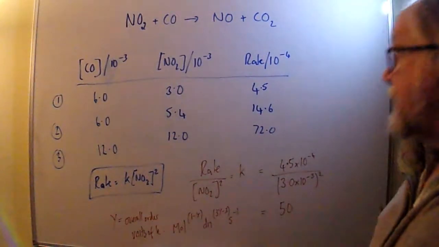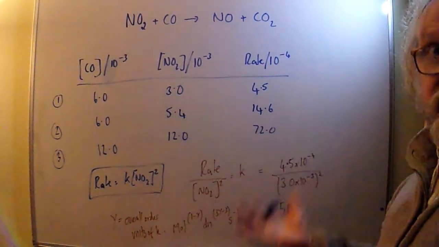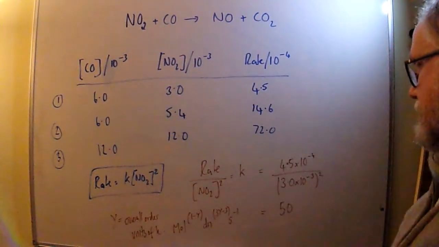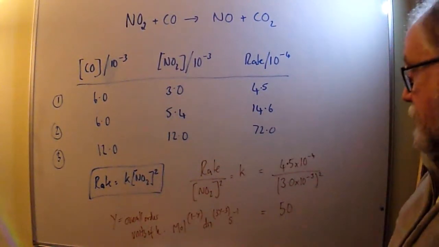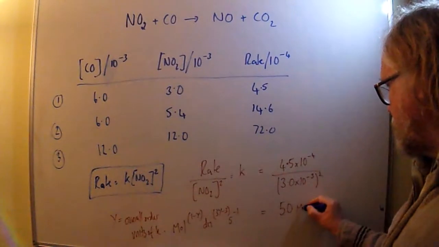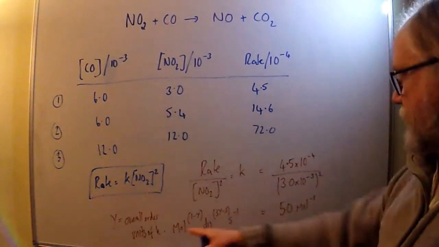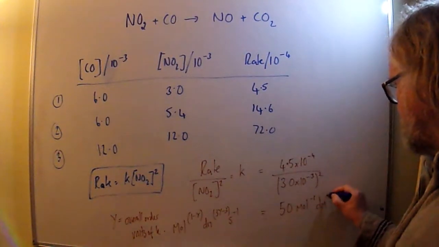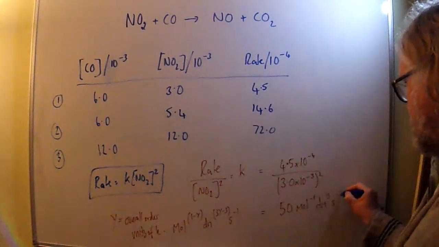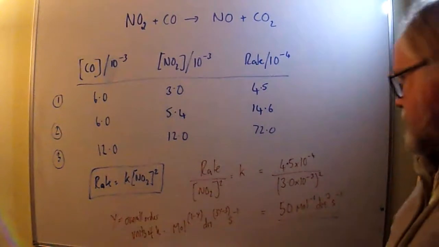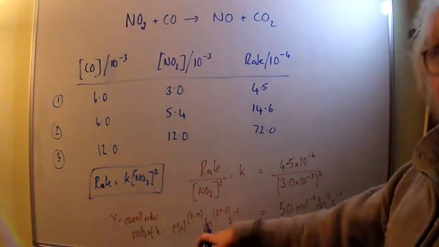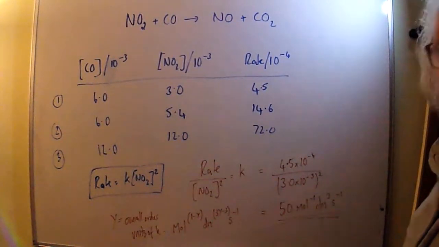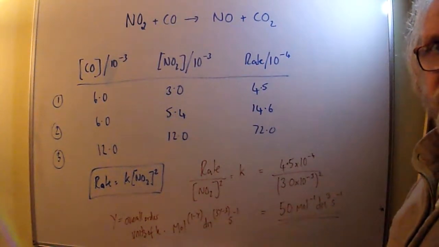Then the units of K are moles to the 1 minus Y, dm to the 3Y minus 3, and then seconds to the minus 1, or it could be minutes to the minus 1. You've always got to check that. It depends on what the data are that you're given, but in this case, seconds to the minus 1. So if Y is 2, that gives you moles to the minus 1 dm cubed, second to the minus 1. 3 2s are 6, minus 3 is 3. So it's very easy, but you've got to make the effort to learn that little recipe to get the units of the rate constant.